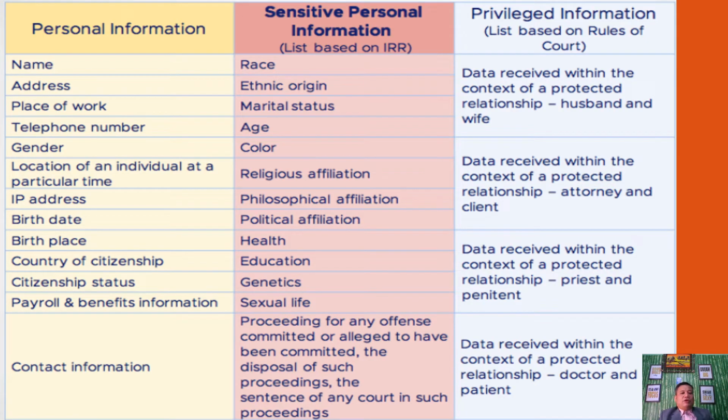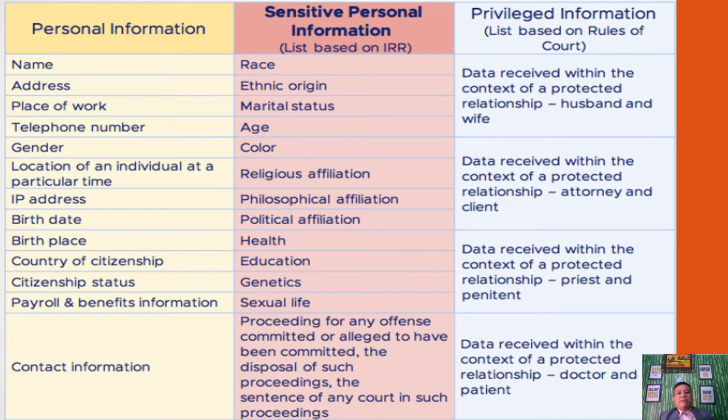So this will be an example of personal information: name, address, place of work, telephone number, your gender, location, IP address, birth date, birthplace, country or citizenship status, payroll and benefits information, and your contact information. Sensitive personal information, of course, as I mentioned, your race, ethnic origin, age, education, sexual life, and others.